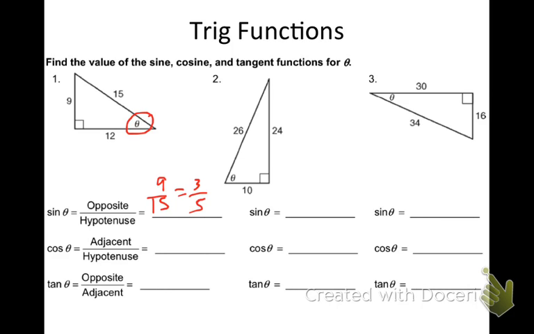Nice job. And then I'm going to do cosine. Cosine is the adjacent side over the hypotenuse. What's that going to be, Sean?